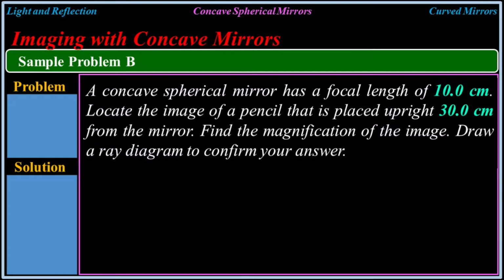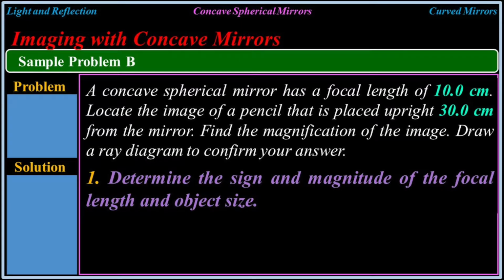A concave spherical mirror has a focal length of 10 centimeters. Locate the image of a pencil that is placed upright 30 centimeters from the mirror. Find the magnification of the image. Draw a ray diagram to confirm your answer. Now, these are the rules. I'm going to take time to read the problem, but then the solution is going to be very fast-paced. And you can always put things on pause if you don't understand a point made.